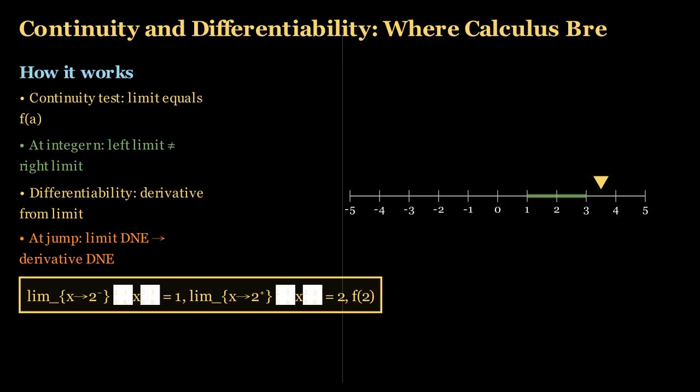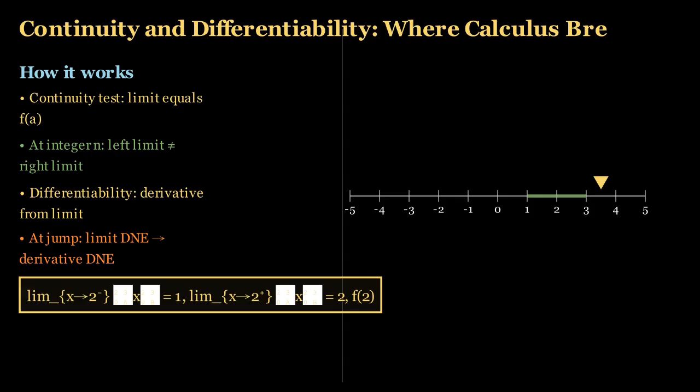Picture a taxi fare that charges $2 for the first mile, and then $1 for each additional mile or part thereof. The fare as a function of distance is exactly a greatest integer function, it jumps up at every whole mile. Between mile markers, say from 1.2 miles to 1.8 miles, the fare stays constant at $3. The derivative, which is the rate the fare changes per mile, is 0 on those flat intervals. You're not paying more for those extra tenths of a mile.